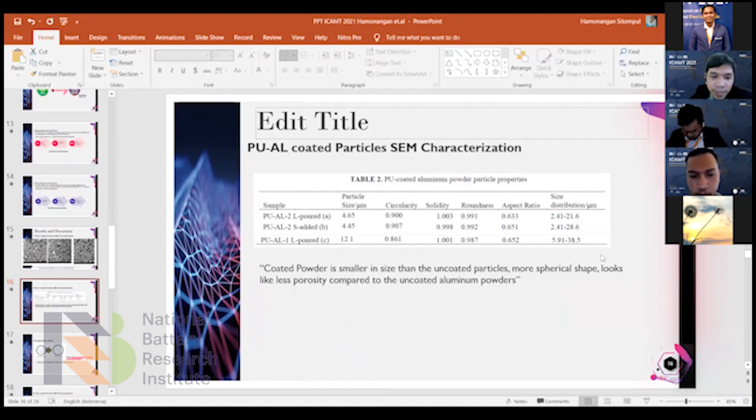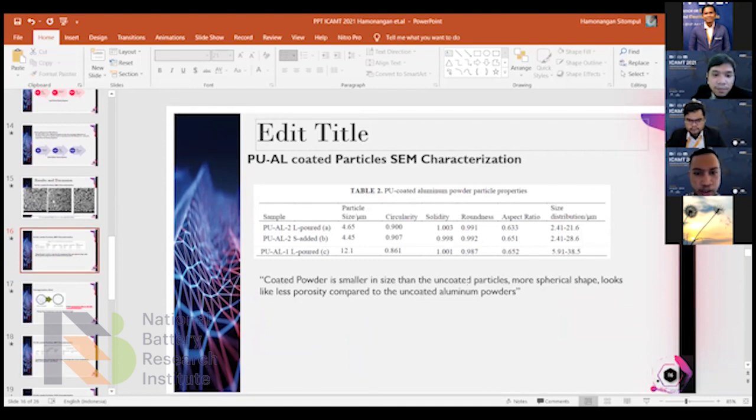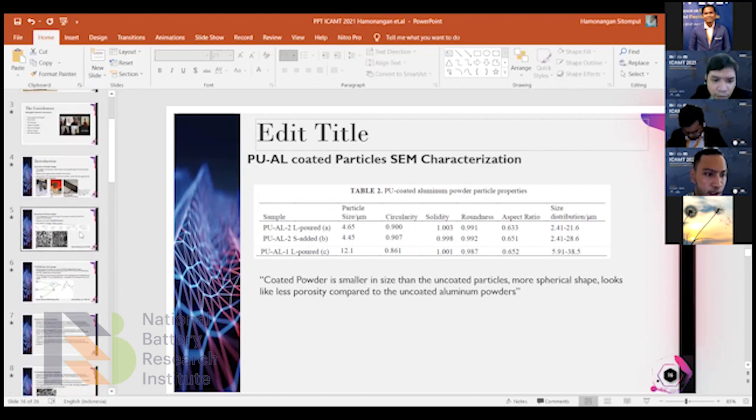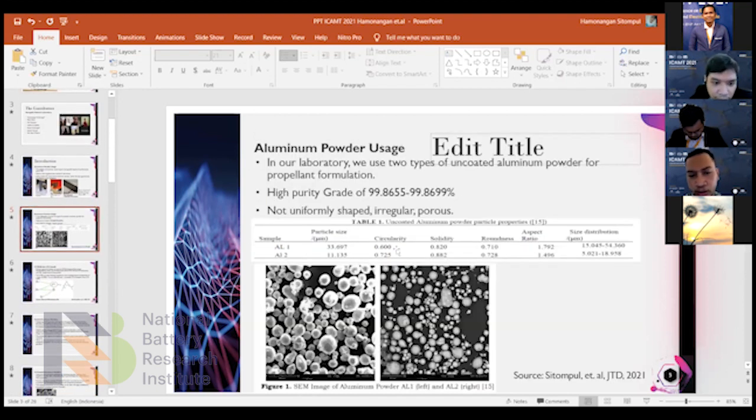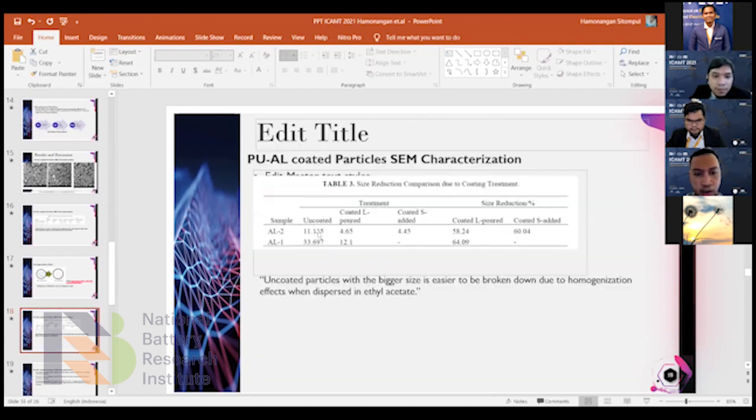What's the comparison with the bare material, bare aluminum, uncoated aluminum? Is the particle size smaller? Yes, it's much smaller. This is the PU coated aluminum particles, and this is the previously uncoated. As you can see, the particle size of the uncoated Al2, for example, is 11.105 microns, compared to the coated ones of liquid pore, where we get 4.65 microns.